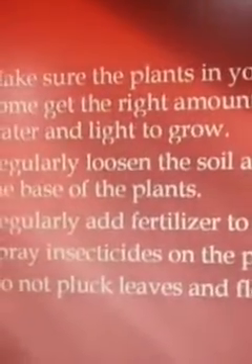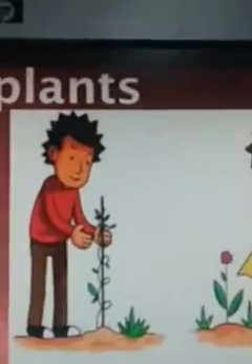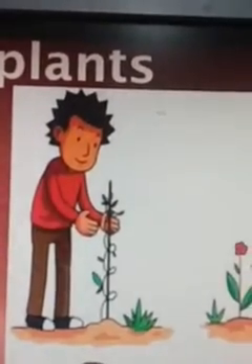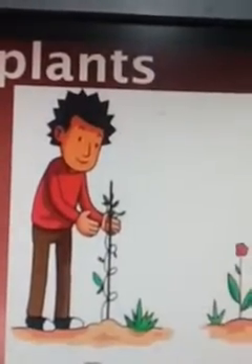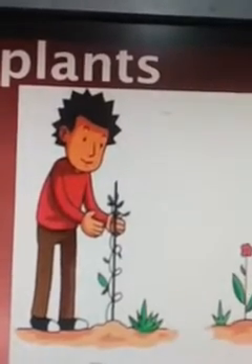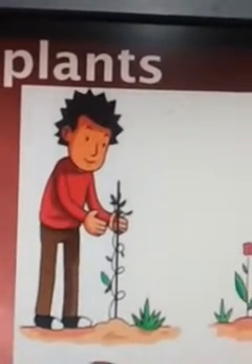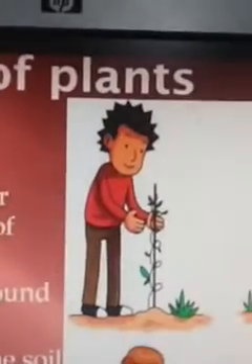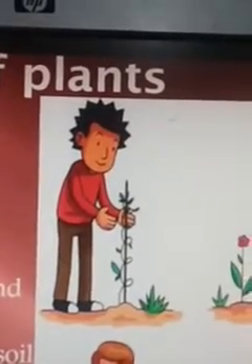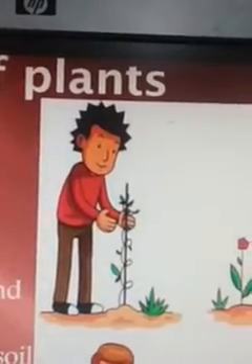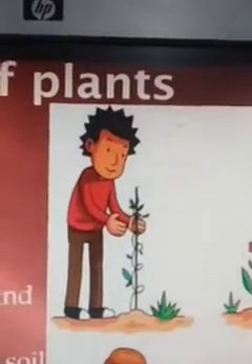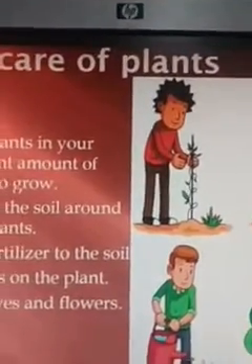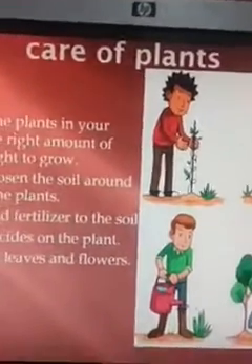Do not pluck leaves and flowers. As you have studied earlier, the leaf is the food factory of a plant. Food is prepared there. If you destroy the leaf, the plant will not survive. So you don't have to pluck leaves and flowers also. Flowers contain seeds, and that seed will give rise to another plant when we sow it. So these are the things that we have to take care of. Okay, children, we have to take care of plants.